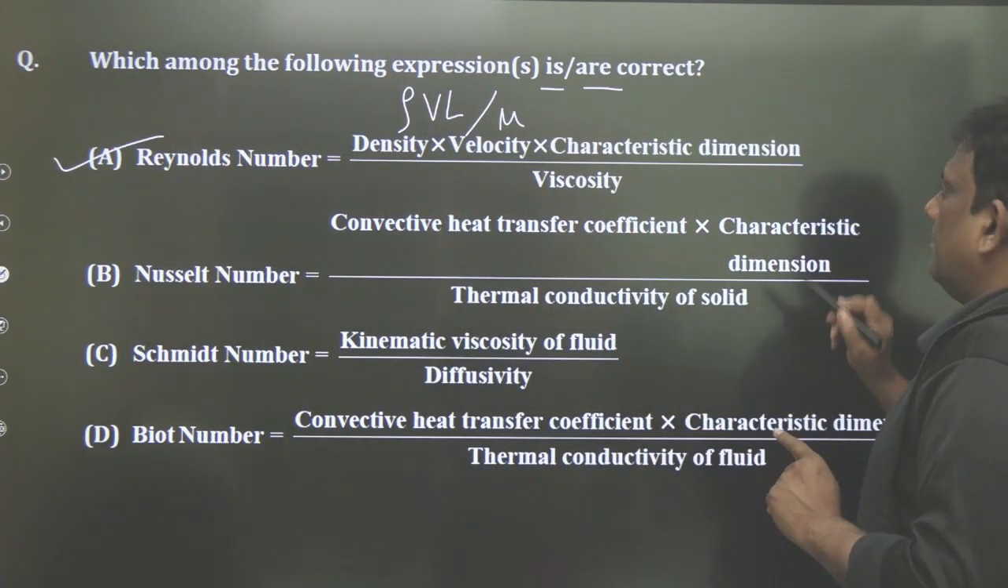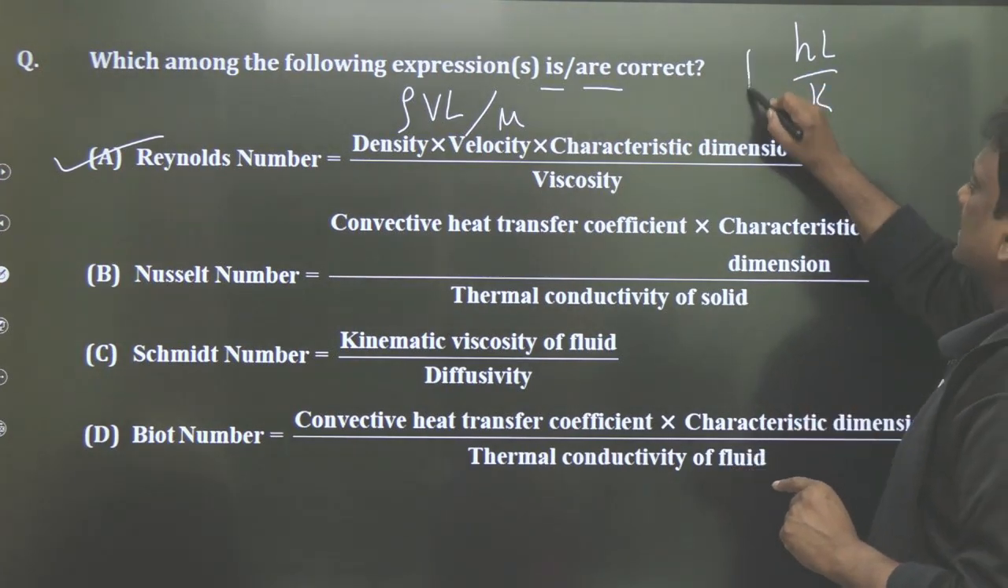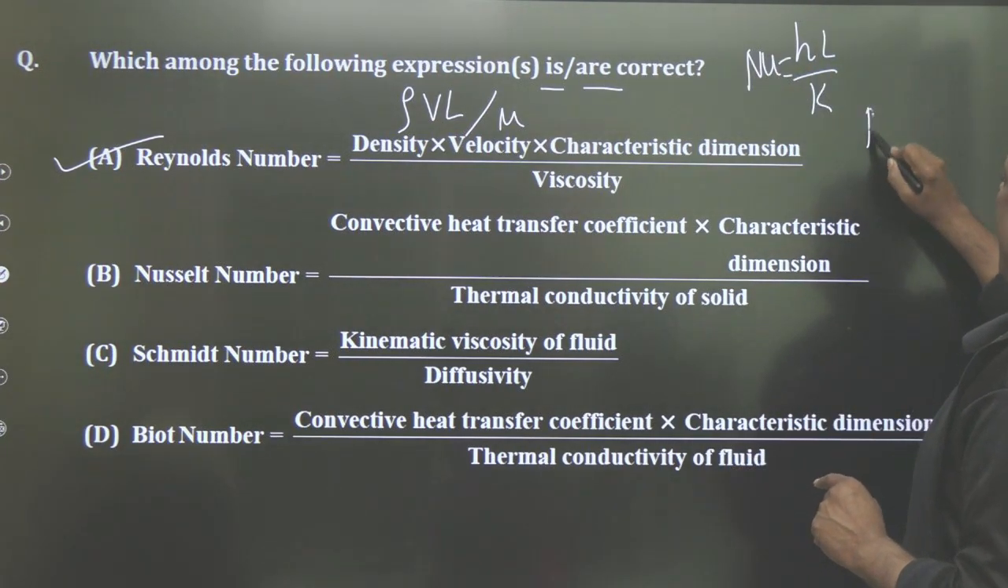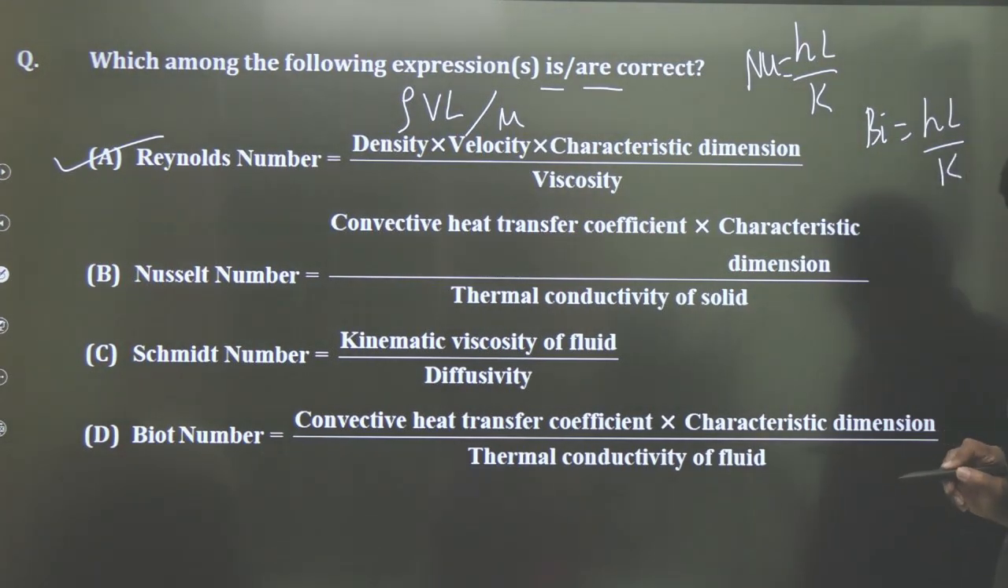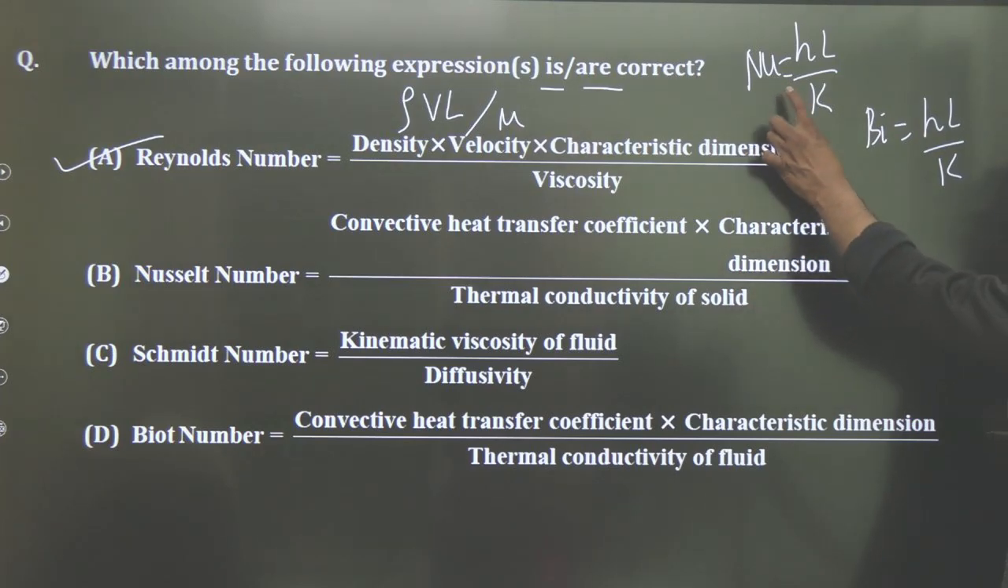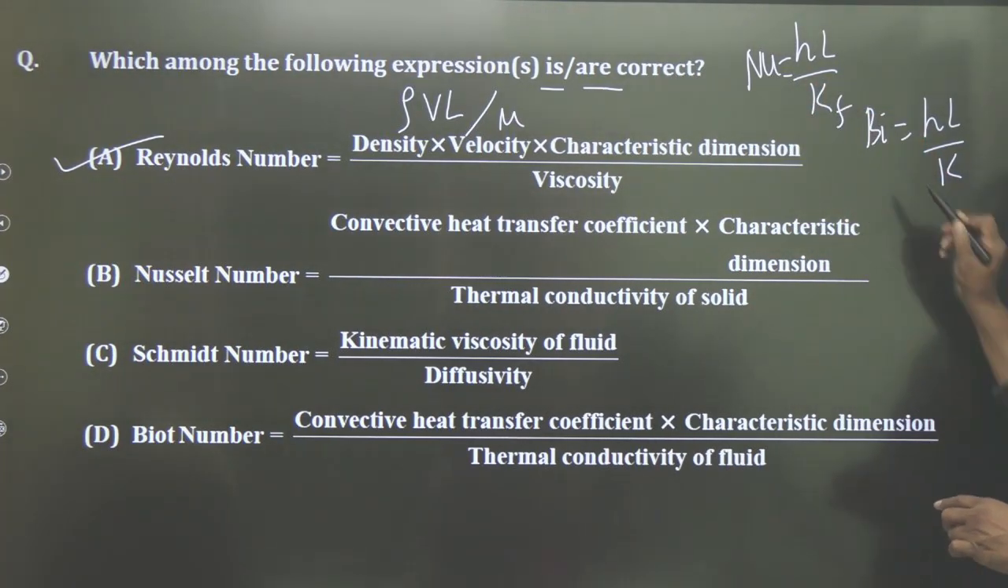Nusselt number. You know that Nusselt number is HL by K. And you know Biot number is also HL by K. But you have to be very, very careful. In Nusselt number, it is the thermal conductivity of fluid, and in Biot number, it is the thermal conductivity of solid. That you have to see.